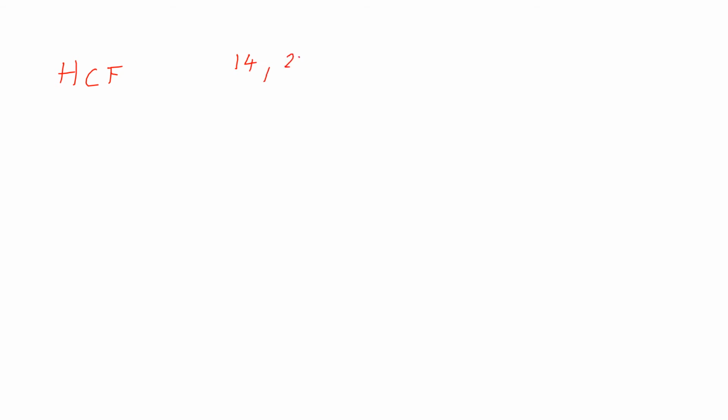So if I said to you, what is the biggest factor of 14, which is also a factor of 21? The factors of 14 are 1, 2, 7, and 14. Factors of 21 are 1, 3, 7, and 21. So the biggest factor of both is 7. That's the highest common factor.